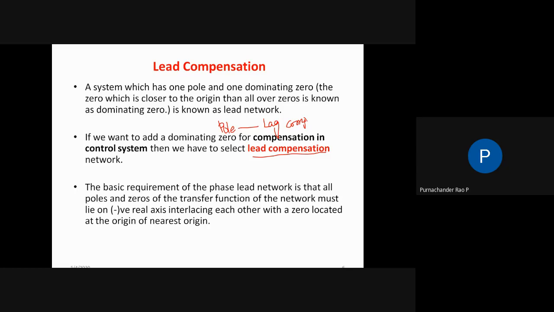Now the basic requirement of a phase lead network is that all the poles and zeros of the transfer function of the network must lie on the negative real axis, interlacing each other, with a zero located at the origin or nearest to the origin. So the zero must be located nearest to the origin.